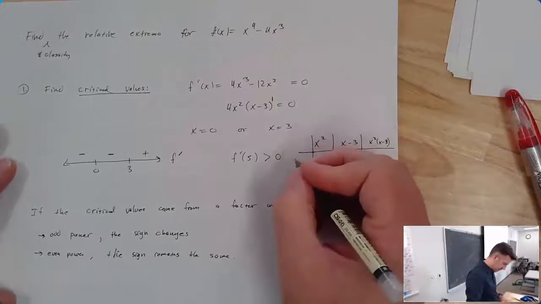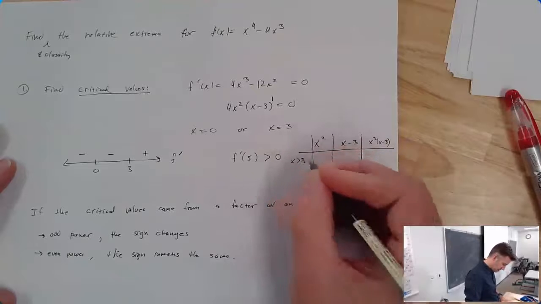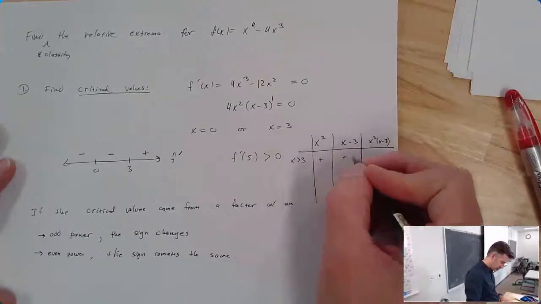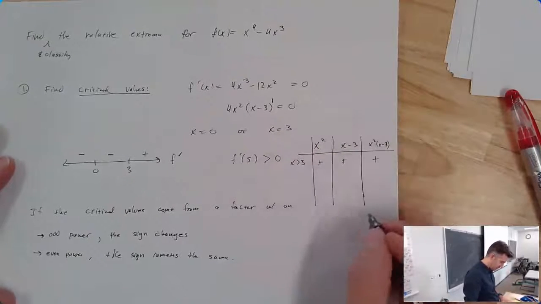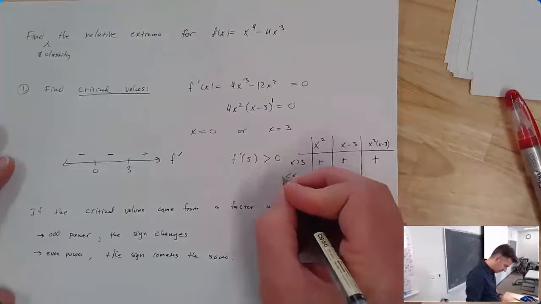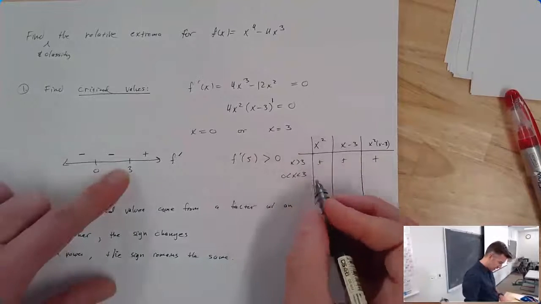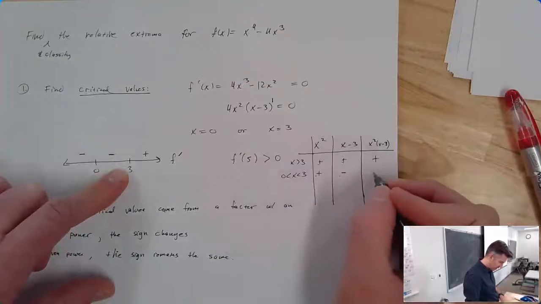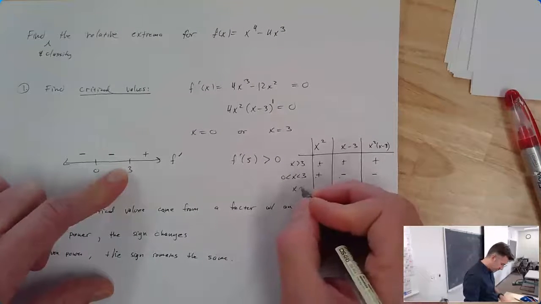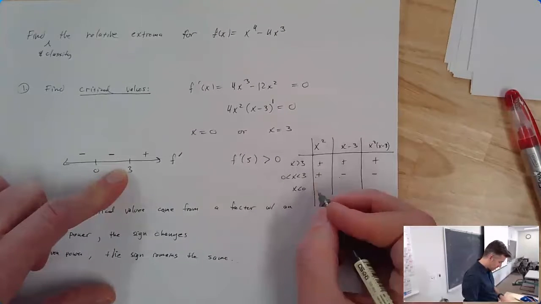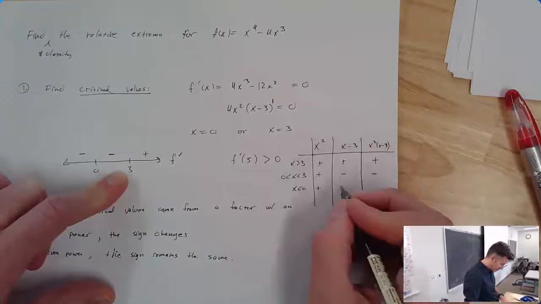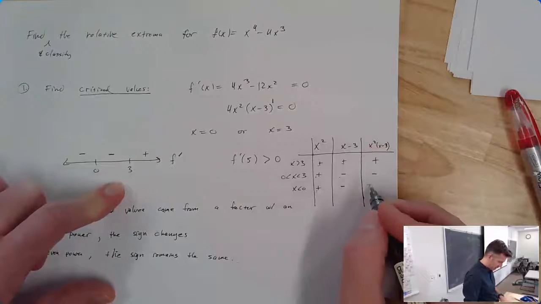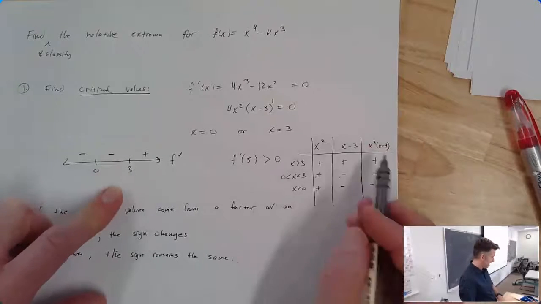If x is bigger than 3, then x squared is positive, x minus 3 is positive, and positive times positive is positive. If x is between 0 and 3, then x squared is still positive, x minus 3 is negative, and a positive times negative is negative. And if x is less than 0, x squared is still positive, x minus 3 is still negative, and a positive times negative is negative. So that's how some people do this sort of work.